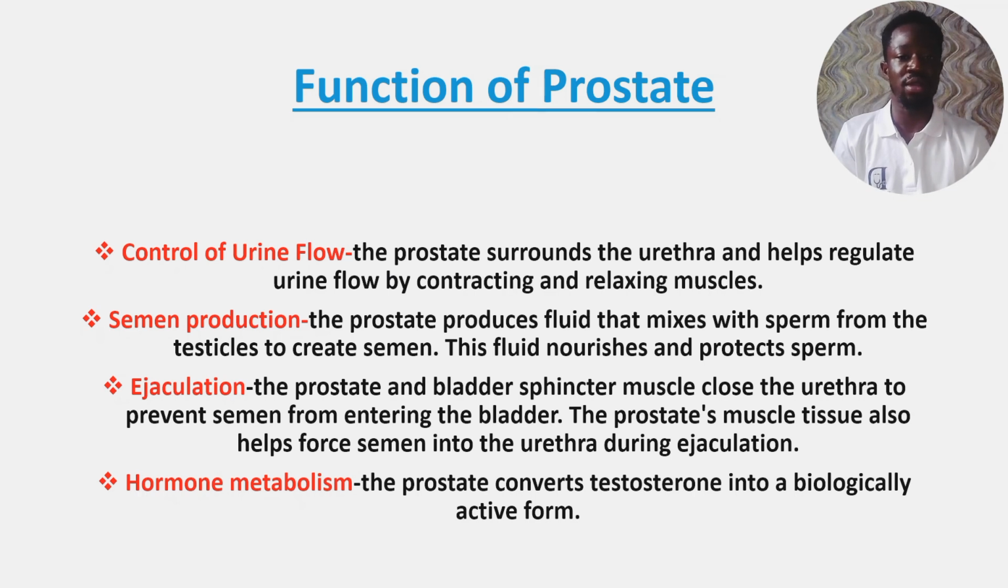The prostate surrounds the urethra and helps regulate the flow by contracting and relaxing the muscle. The prostate is going to contract when there is no urination, closing the urethra so that there cannot be a dribble of urine. But when there is a sensation of urination, the prostate is going to relax, or dilate, the urinary muscle, and then you're going to have urine flow.